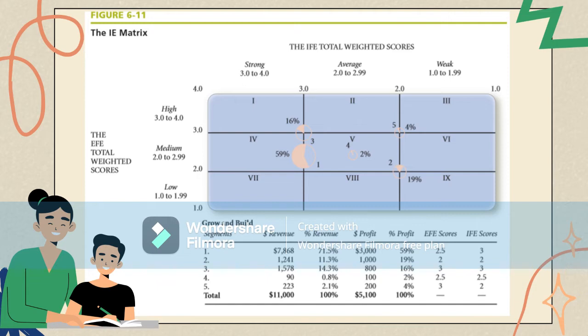The second region is the hold and maintain region that composes the cells 3, 5, and 7. And based on the figure, dito nag-fall yung mga Division 1, 2, 3, and 4. Specifically sa cell number 5 kasi meron silang medium and average IFE and EFE scores. Companies falling in this region is yung mga company na hindi masyadong maganda pero hindi rin pangit.